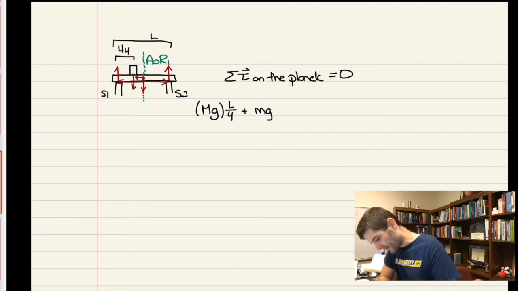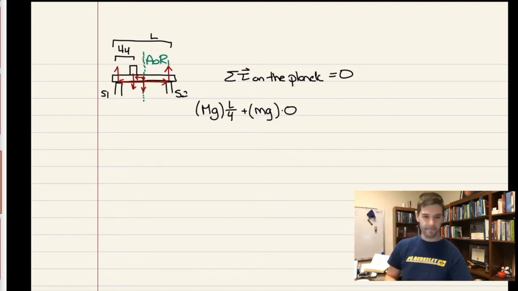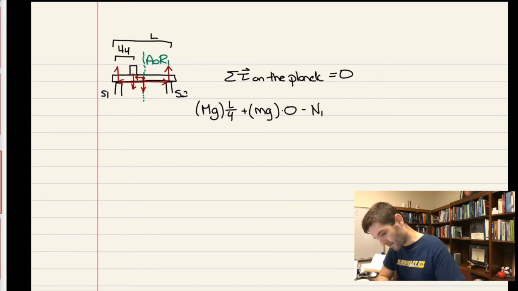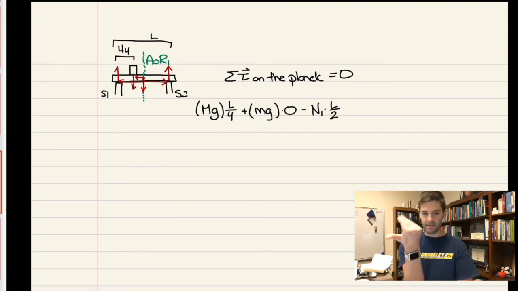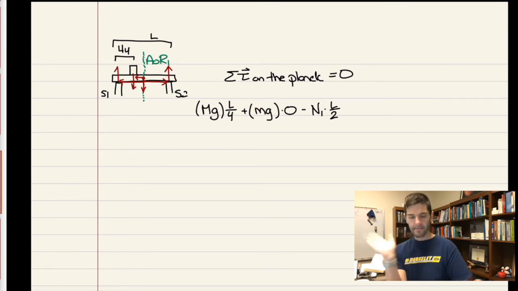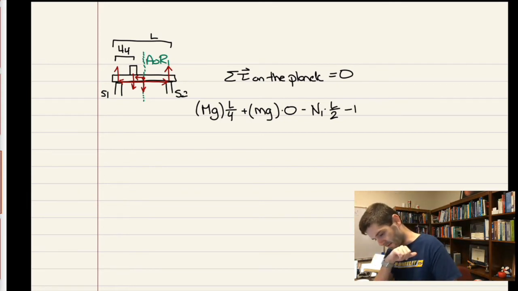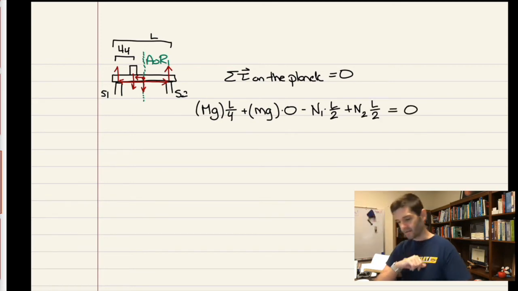There's the gravity of the plank itself, but that is located right at the axis of rotation. The weight of the plank itself does not contribute, because it is located at the axis of rotation. There is no moment arm. But then there is the normal force from scale 1, which is a length L over 2 away. That wants to make things rotate clockwise. And then for normal force 2, that wants to make things rotate counterclockwise. So I might get an expression that looks like this. There are 3 torques from this rotation axis, and that is the expression between them.